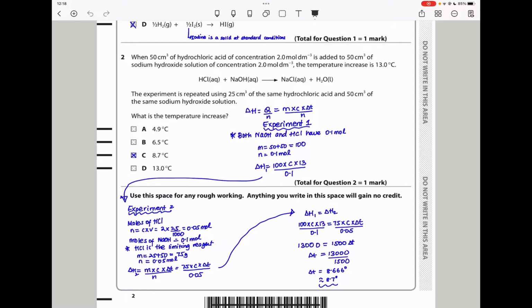in calculation of delta H2. So when we get that total mass is going to be total volume, which is 25 plus 50, giving us 75 grams. Again, here the density is approximated to equal the density of water. The number of moles is 0.05 mole, so delta H2 should be mass, which is 75, times specific capacity, times the delta T we are looking for, divided by the number of moles, which is 0.05. Equating delta H1 to delta H2 and cancelling out the C's from each side, we can make delta T the subject, and it came to be 8.7. Therefore, my answer should be C, which is 8.7 degrees.